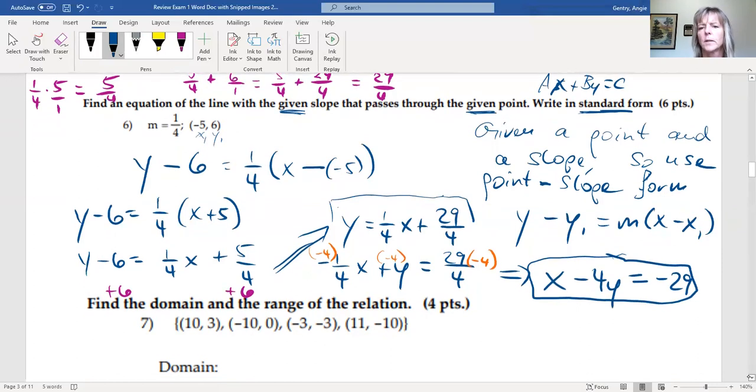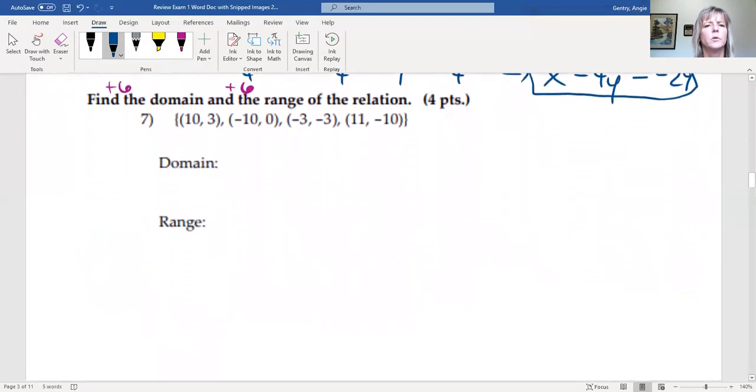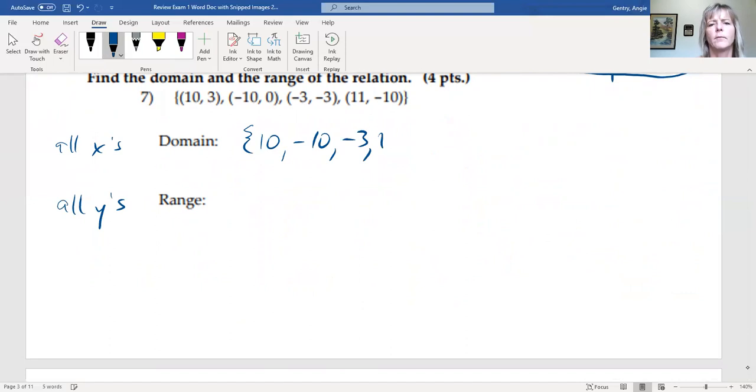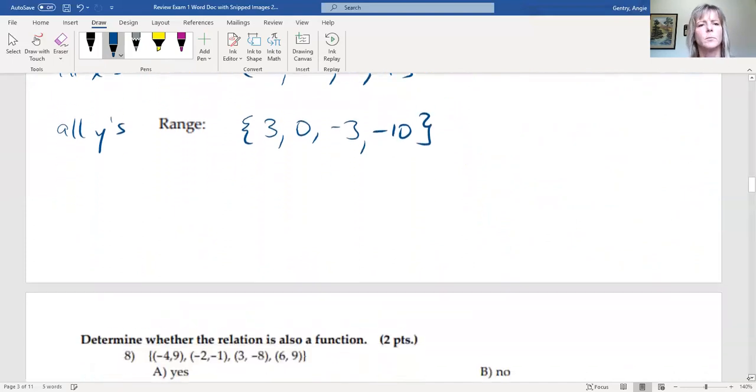Okay. Find the domain and the range. So domain is all the x's and range is all the y's. So this is really basic. Super easy, right? So you just have a list. 10, -10, -3, 11. You don't even have to put them in order. The computer didn't make you put it in order from least to greatest. And then the range of all the y's, 3, 0, -3, -10, full points. This is a gift. If you get this on the test, you'd be happy.